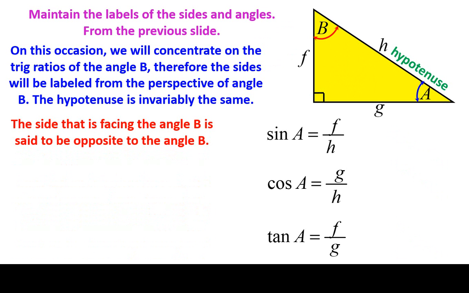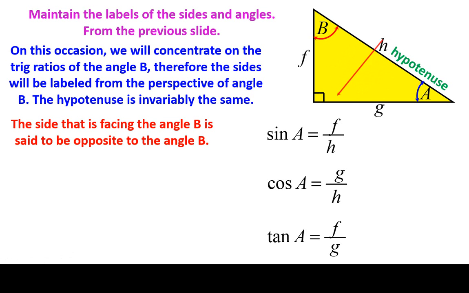The side that is facing the angle B is said to be opposite to the angle B, just like this side which is facing angle A is opposite to the angle A. The side that is opposite to the angle B is the side that is facing B. On the other side of B, opposite. All of these are words that we use in everyday life, and they mean the same thing when we are taking a look at the sides relative to a particular angle. They have the same meaning.